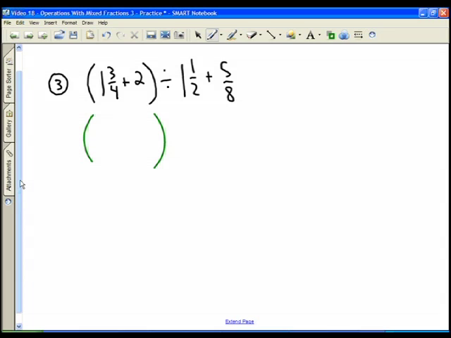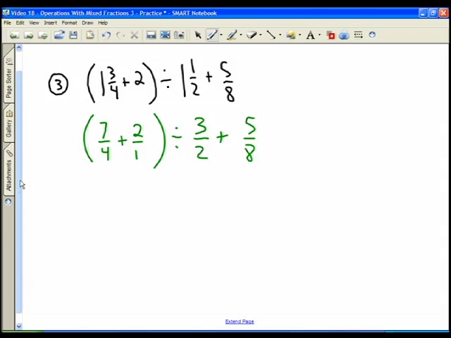So 1 3/4 we're going to change to an improper fraction, which will be 4 times 1, which is 4 plus 3, 7/4, plus 2 over 1, divided by 1 1/2 will be 3/2 as an improper fraction. 2 times 1 is 2, plus 1 is 3, all over 2, plus 5/8. And now we have to get rid of our bracket first, but we realize in that bracket we don't have a common denominator.